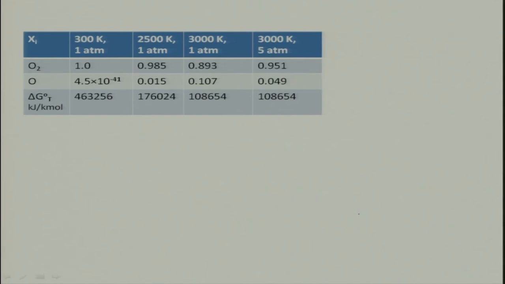Let us consider another case also, 2500 Kelvin and 1 atmosphere pressure, right. At 300 Kelvin, 1 atmosphere pressure, what is happening to O? O2 is almost 1, and O is approximately 0. And when I increase to 2500 Kelvin, keeping the pressure 1 atmosphere, it is 0.985 and 0.15. And when I increase further, the O2 again reduces because it is decomposed into the O, 0.107, right. What is the interpretation you can do?